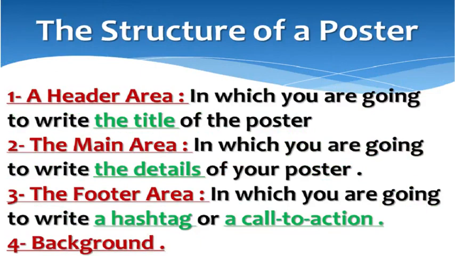Now, dear student, it's time to have a look at the structure of your poster. Actually, any poster consists of 4 main areas: the header area, the main area, the footer area, and the background area. The header area must contain your title or your headline. The main area must contain the details of your topic. The footer area must contain a hashtag or a call to action. And the background area must have a solid filter color.